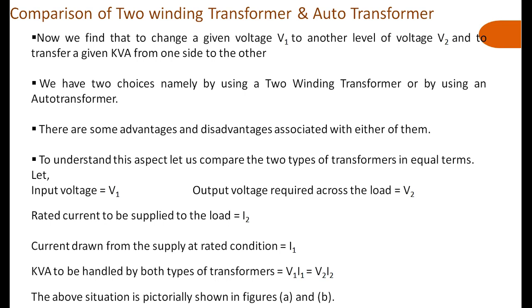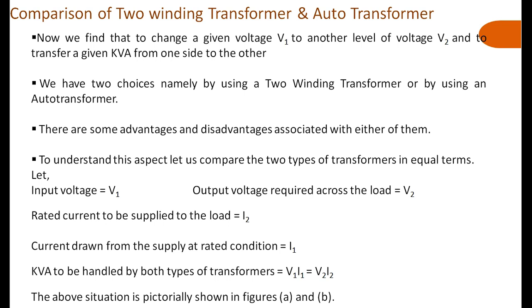We are taking the same kVA rating with the input voltage of V1 and the required output voltage V2. The rated current to be supplied to the load is I2 and the current which is drawn to supply the I2 load is I1. Then we know that the kVA to be handled by both types of transformer, by primary and secondary, is V1 I1, which must be equal to V2 I2.